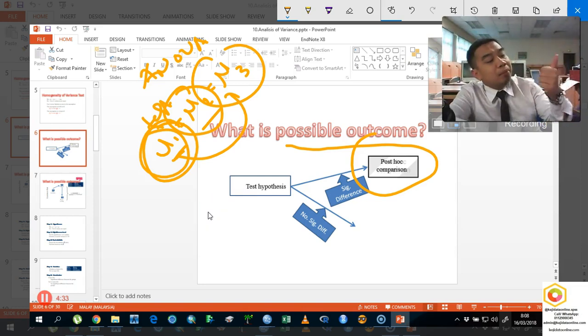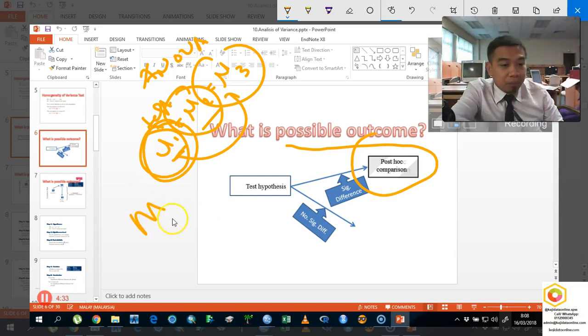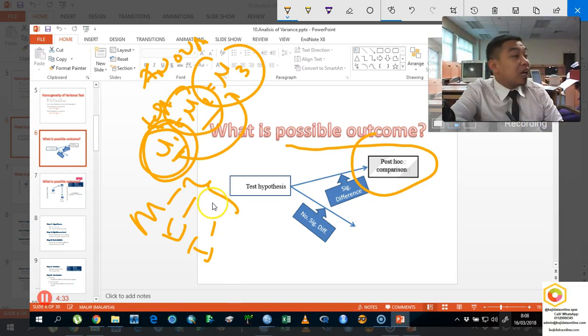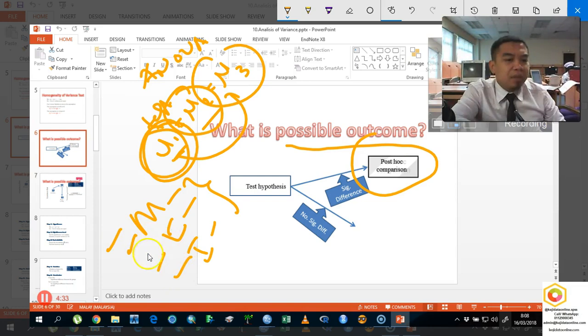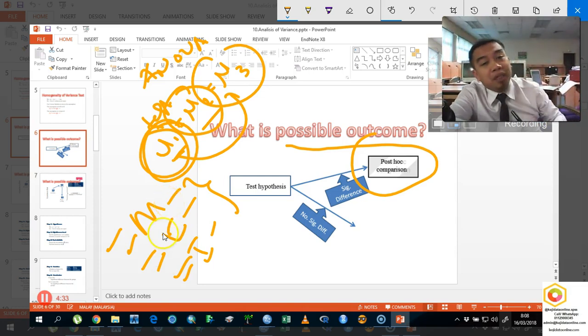You have Malay, for example, you have Malay, you have Chinese, you have Indian. So for Malay, Chinese and Indian, if these three groups differ, then we say that they differ. Then between Malay and Chinese, between Malay and Indian, and between Chinese and Indian only. That can also be calculated and produced by the ANOVA.